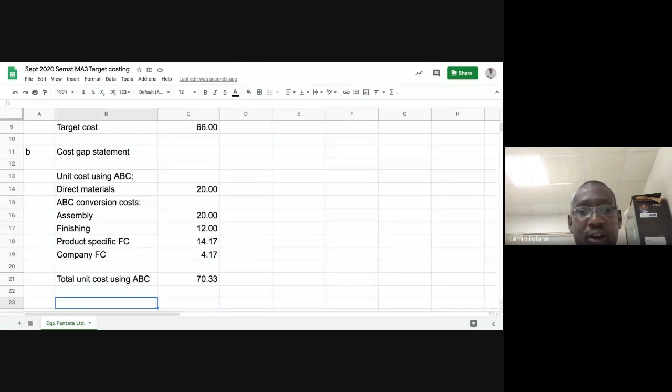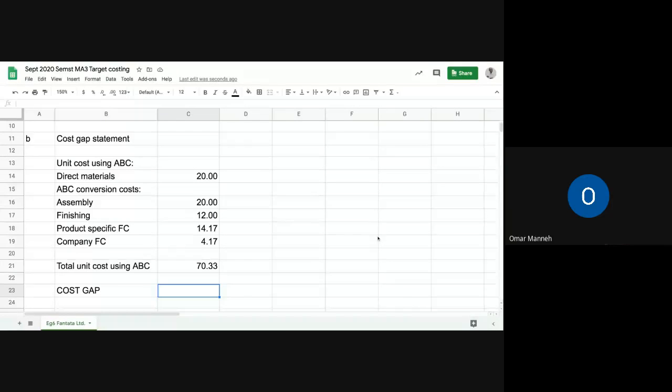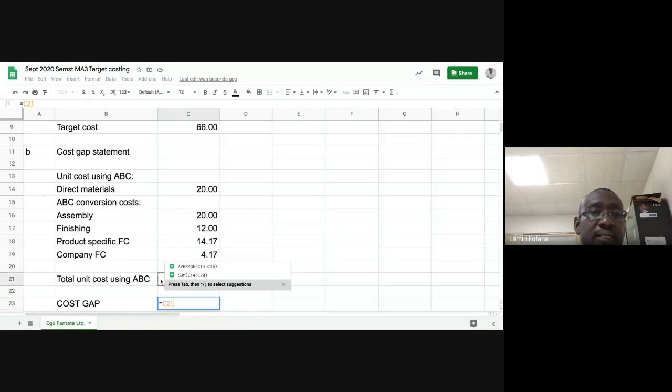So now what will be our cost gap? Who can give us our cost gap? How do we find our cost gap? The cost gap will be the total cost per unit in the ABC minus the targeted cost. Good. So we say equals C21 minus C9, we enter.